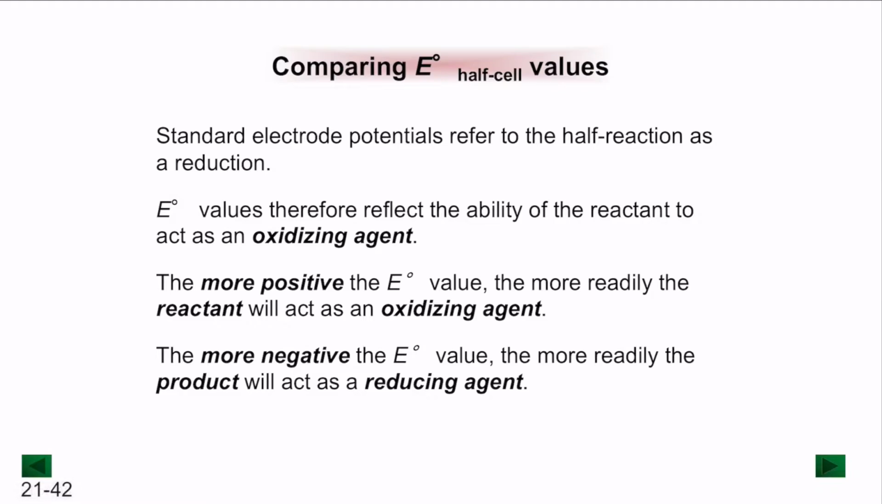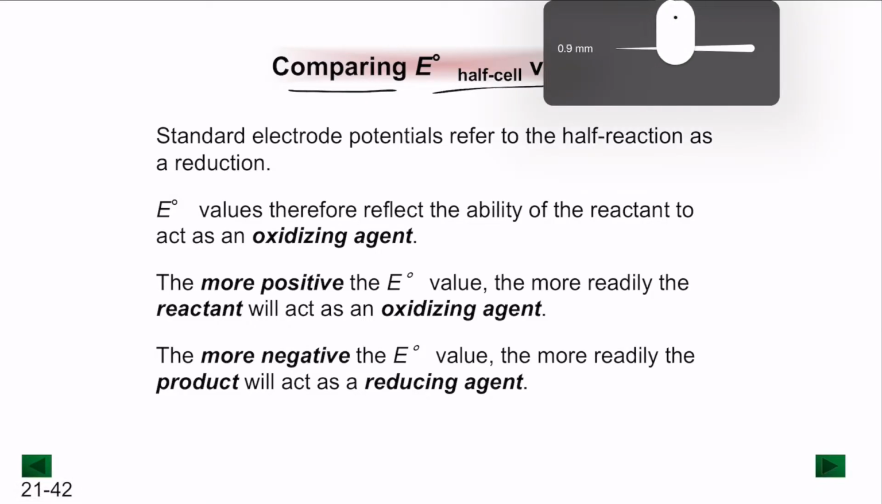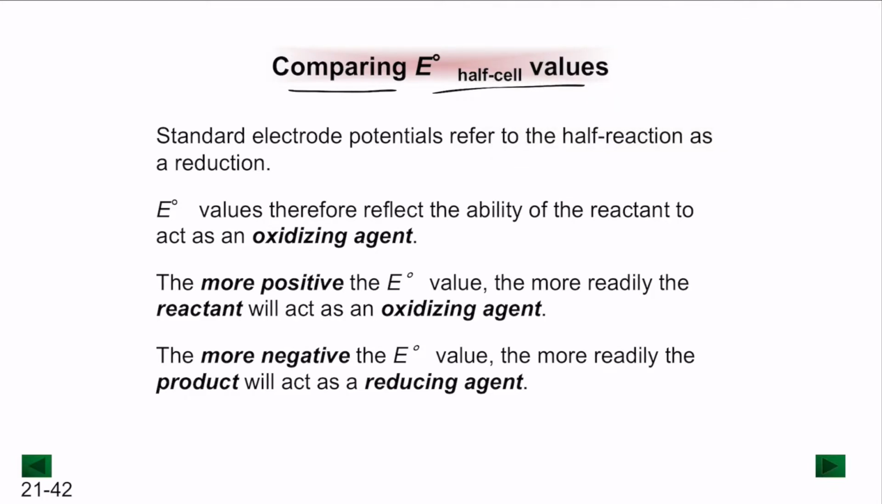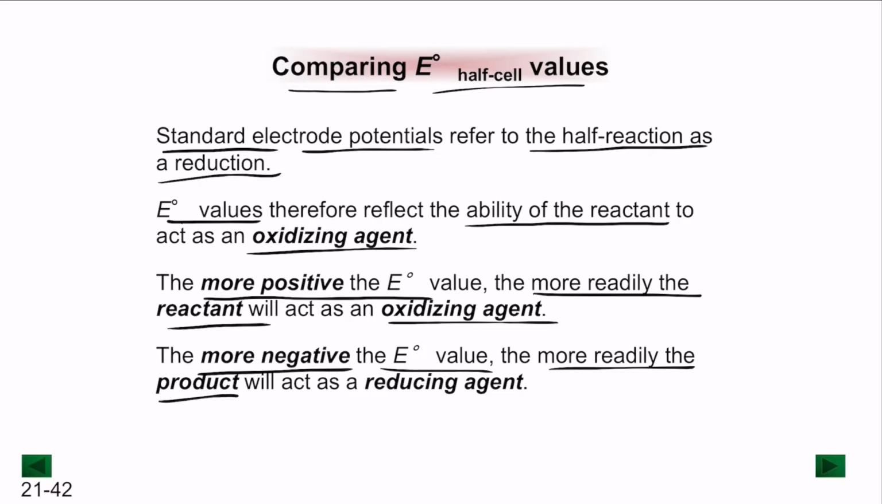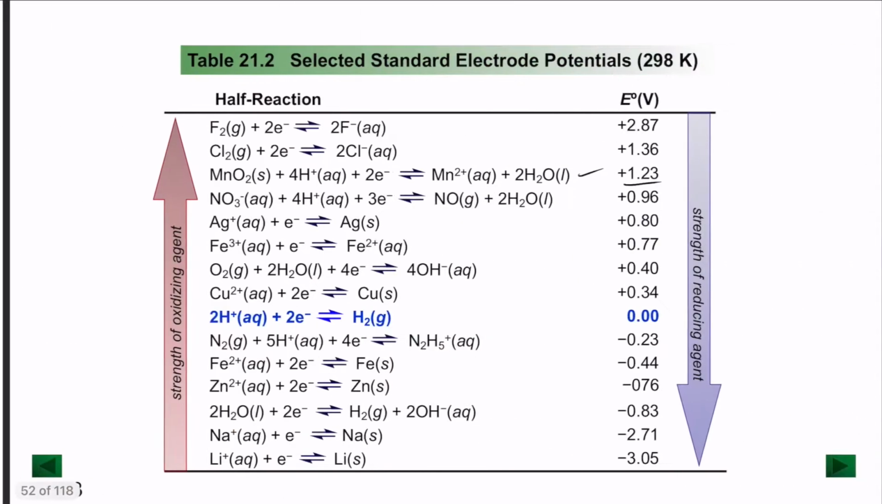So how do you compare the cell potential values? Standard electrode potentials generally refer to the half reaction as a reduction. Now the E values therefore reflect the ability of the reactant to act as an oxidizing agent. So the more positive the E value, the more readily the reactant will act as an oxidizing agent. The more negative the E value, the more readily the product will act as the reducing agent.